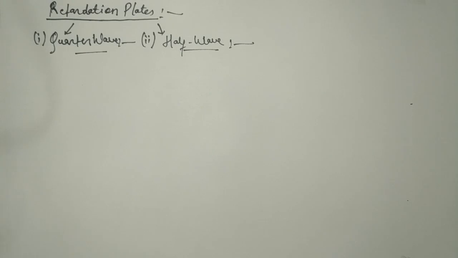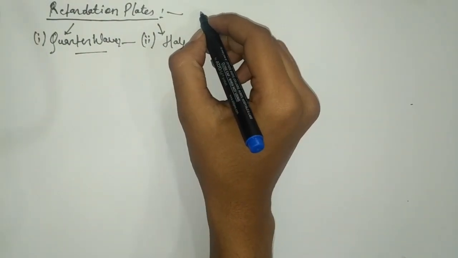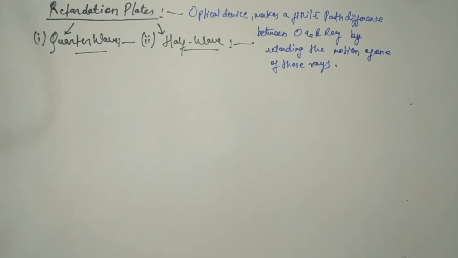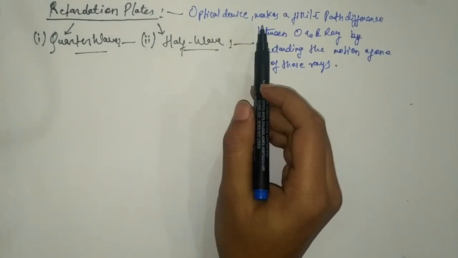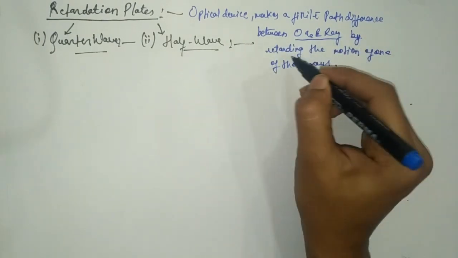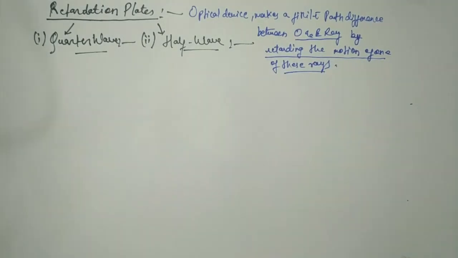So what are retardation plates? The optical device which makes a finite path difference between O ray and E ray by retarding the motion of one of these rays is known as a retardation plate. So let me write the definition for you. So this is the basic definition. Optical device which makes a finite path difference between O and E ray by retarding the motion of one of these rays is known as retardation plates.